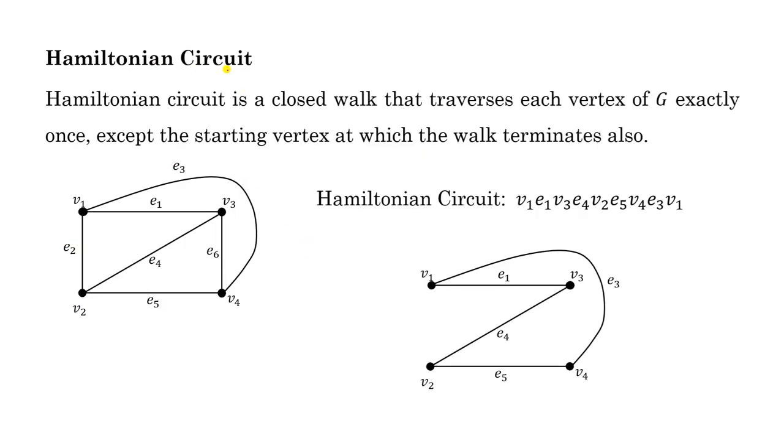Now, Hamiltonian circuit. A Hamiltonian circuit is a closed walk that traverses each vertex of G exactly once, except the starting vertex at which the walk terminates also. So in a Hamiltonian circuit, the condition is that it must pass through every vertex exactly one time. For this graph, the Hamiltonian circuit is this one: V1, E1, V3, E4, V2, E5, V4, E3 and V1. So this is the Hamiltonian circuit.